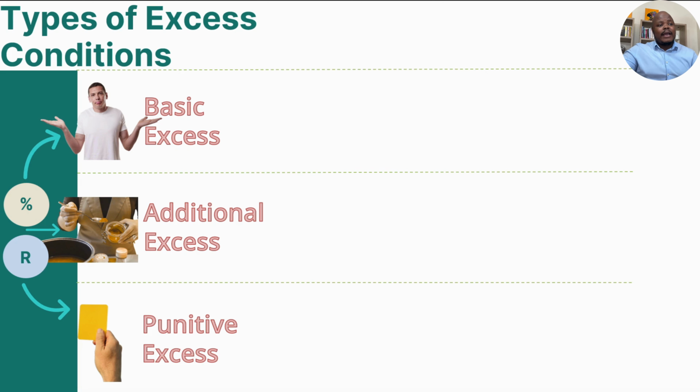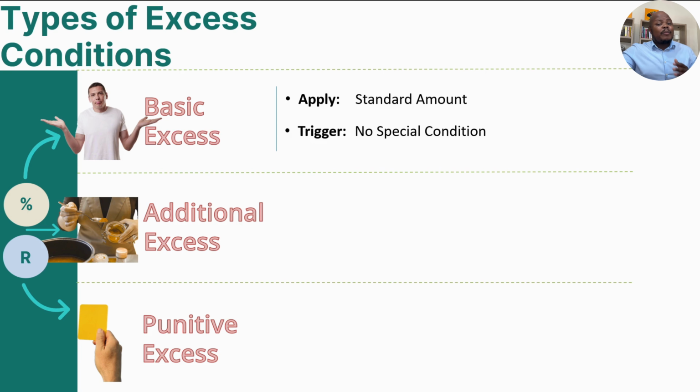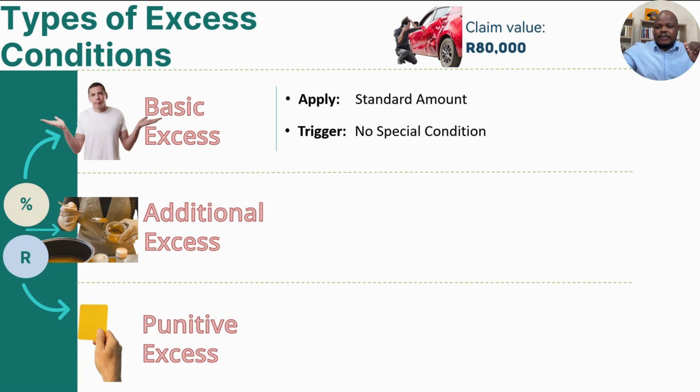But let's first explain. A basic excess is your standard amount that you need to pay for whatever loss. So that applies to whatever type of condition, and it normally has no specific condition to trigger it. As long as there's a loss which is covered, then you pay the basic excess. So let's go back to the very same example of 80,000 rand just to understand this basic excess more easily. Let's say you have an 80,000 rand loss and you're under basic excess.